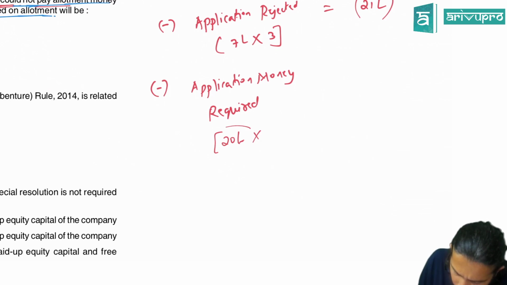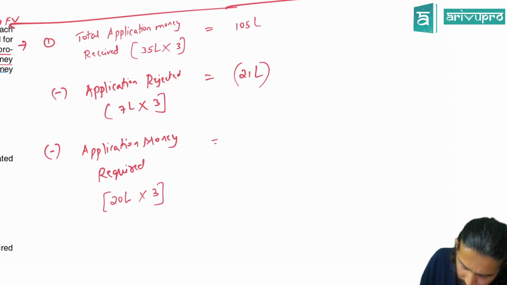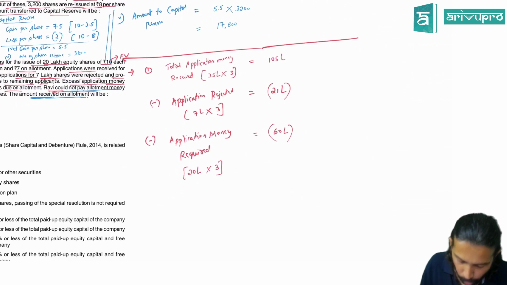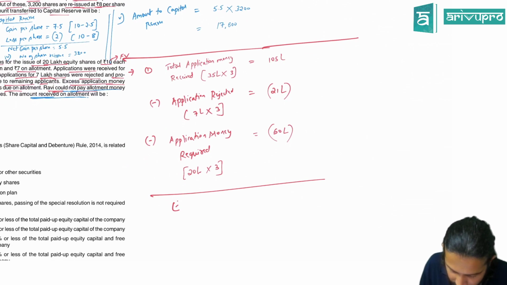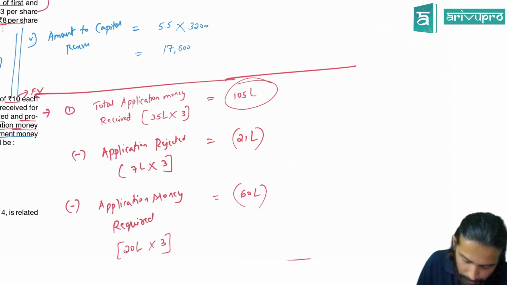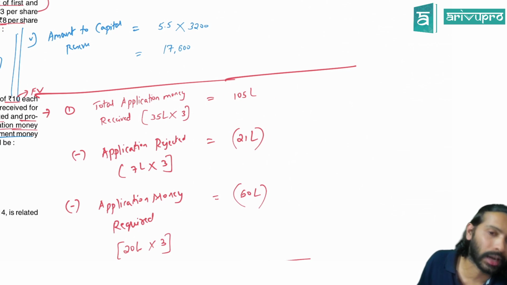Yes. And on one share, how much is the application money? 3 rupees. That means their expectation was how much? They thought they would recover 60 lakh as application money. But they recovered more. Now can you tell me, out of 105 lakh, 21 lakh was refunded. How much remains? My calculator is showing 84 lakhs.